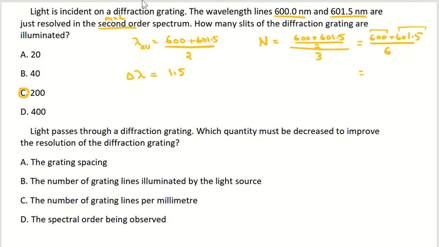Here he's saying light passes through a diffraction grating, which quantity must be decreased to improve the resolution of the diffraction grating. So if you look here, he's saying that the diffraction grating spacing, if we decrease the space between the diffraction grating, here I'm talking about D. So if D is decreased, then N is going to be increased. Do you remember this relationship?